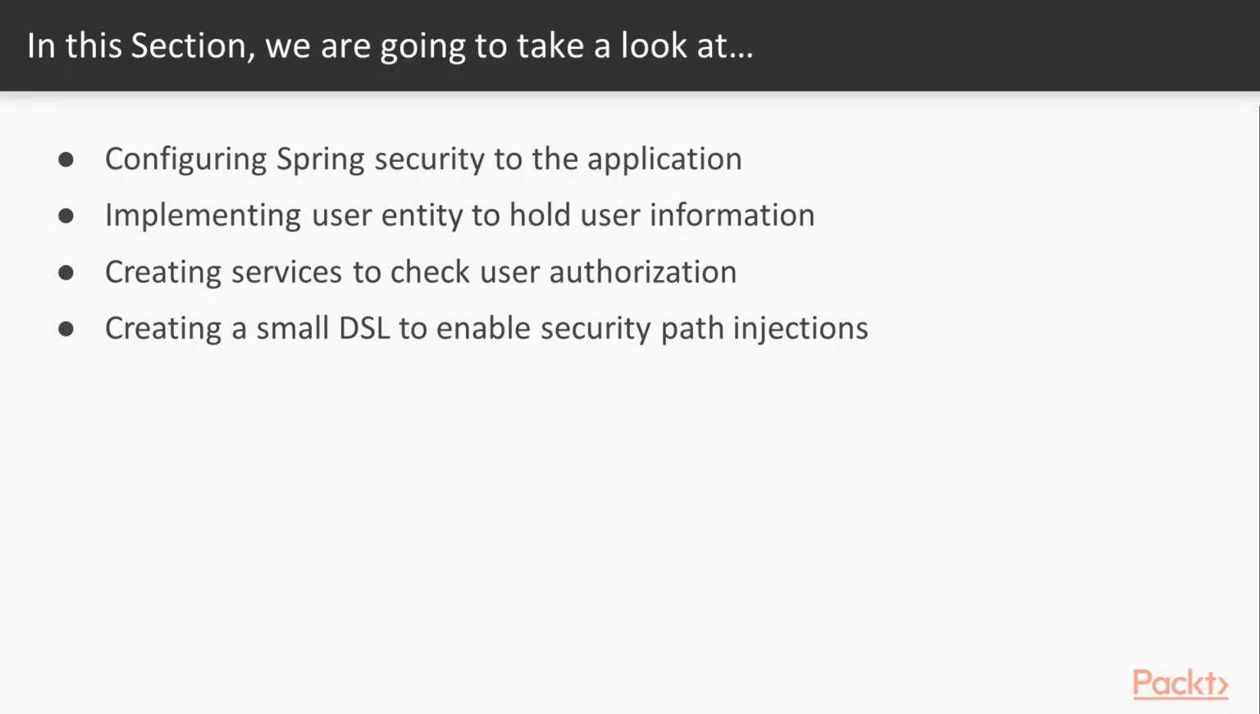We'll configure Spring Security in the application and implement a user entity to hold the user information like passwords and usernames. We'll also create a service to check against the authorization and authentication. And finally, jump into the world of DSLs in Kotlin and use a small DSL to enable security path injections.